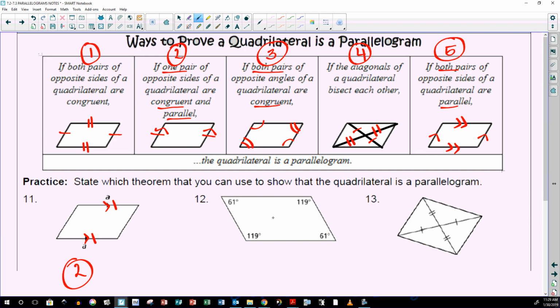In number 12, I see that both of these are 61 and these opposites are 119. So this would be reason number 3, because both pairs of opposite angles are congruent. Here I see I have diagonals, and I see that both pieces are equal to each other. So I know this is going to be reason number 4.